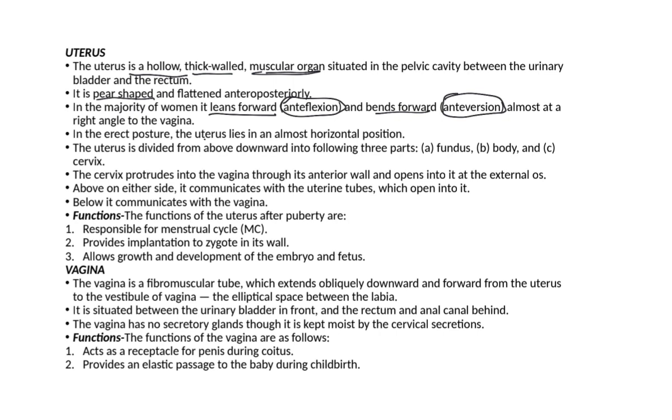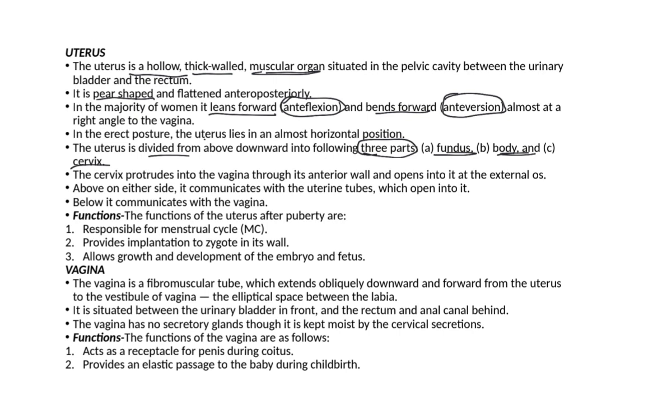The uterus is divided from above downwards into three parts. Fundus is the uppermost part, below that is the body and cervix. The cervix protrudes into the vagina through its anterior wall and opens into it at the external os. Above, on either side, it communicates with the uterine tubes which open into it. Below, it communicates with the vagina. So above, the uterus connects with the uterine tubes or the fallopian tubes, and below there is a connection to the vagina.